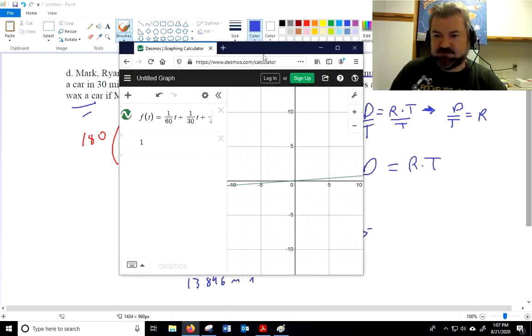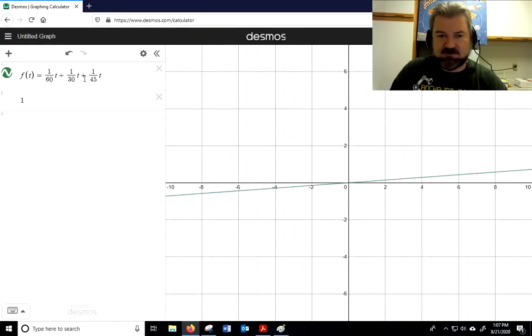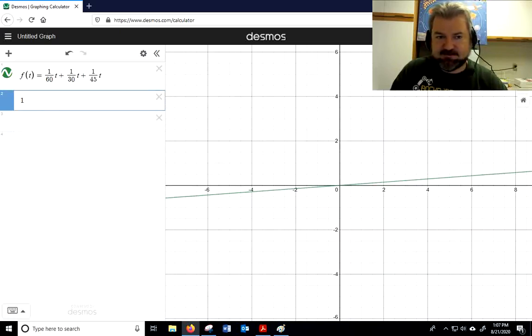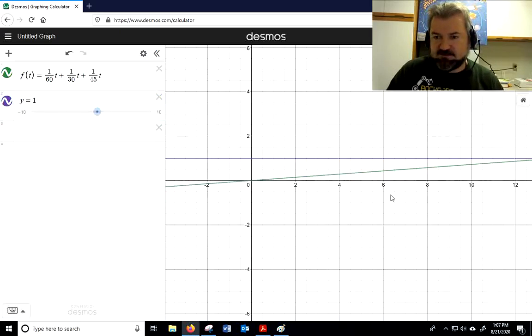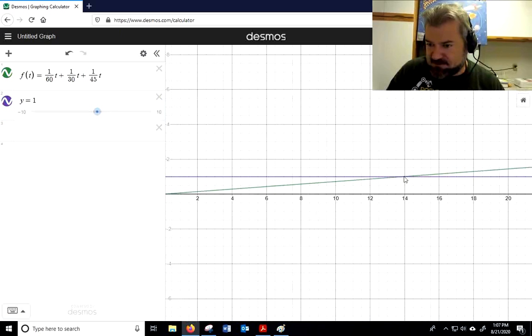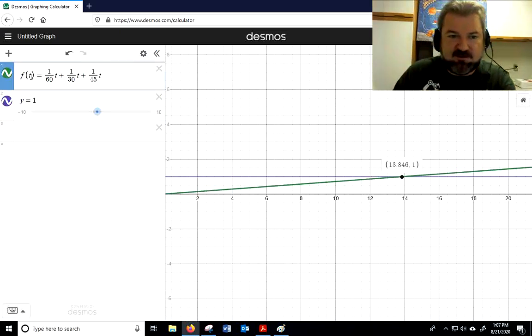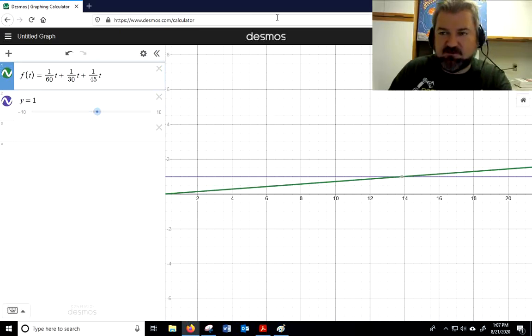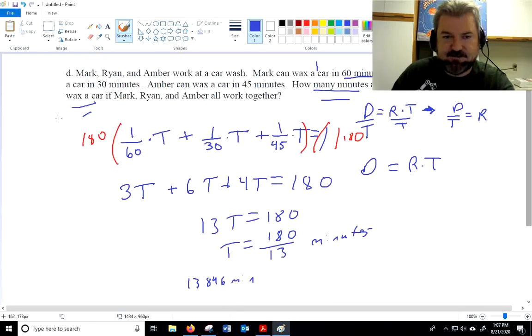And so now let me pull this over here. There's our equation, and I want to know when does it equal 1. Oh, well, hold on. When does it have y equal to 1? So I got to zoom out here, and I got to find this little place right here, 13.846. So you see what I did? I graphed the equation, or the function, if you will, and I plotted y equals 1, and I'm trying to find when they equal. So pretty cool way to use the calculator to do it, right? Okay.